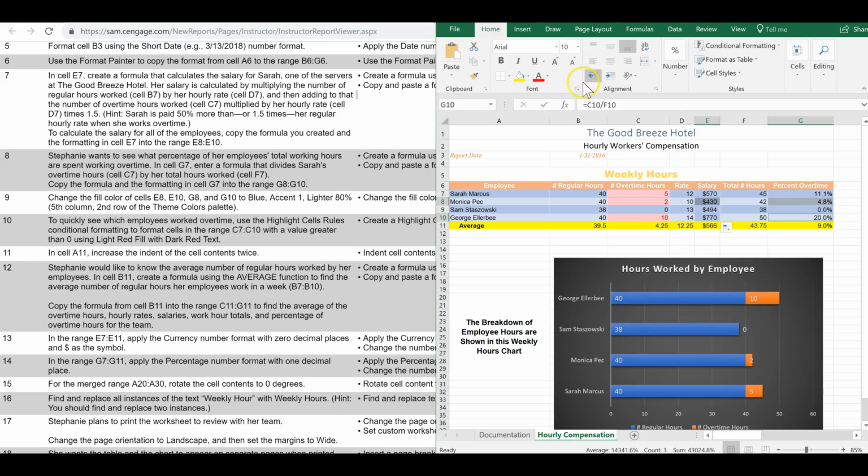Okay, and they want the fill color to be 5th column, 2nd row of the themes colored palette. So for 5th column, 2nd row, which is the blue accent 1 lighter 80%, and click on that. And it changes those four cells. Hold the control key down to select cells that are not adjacent to each other.